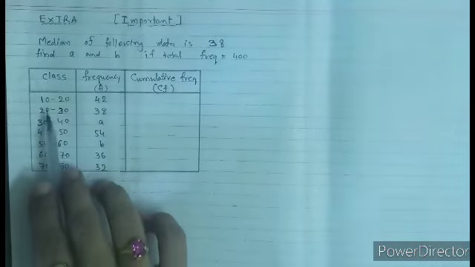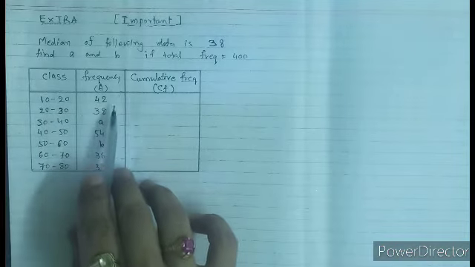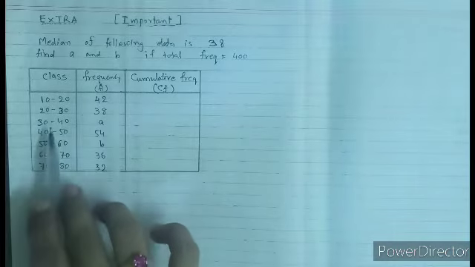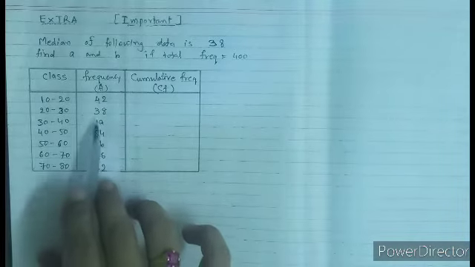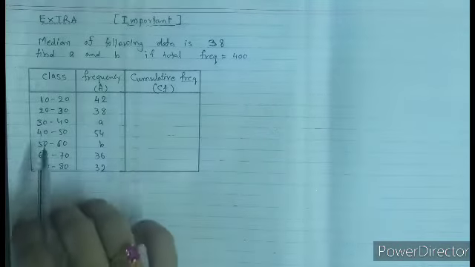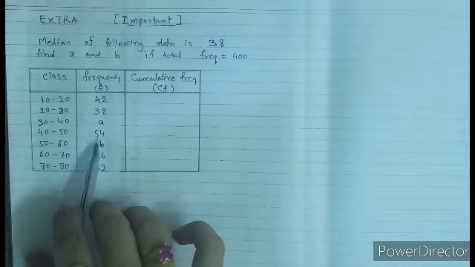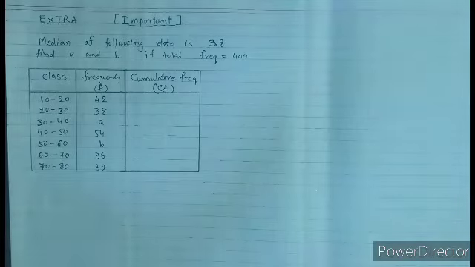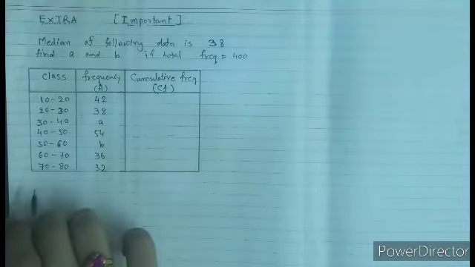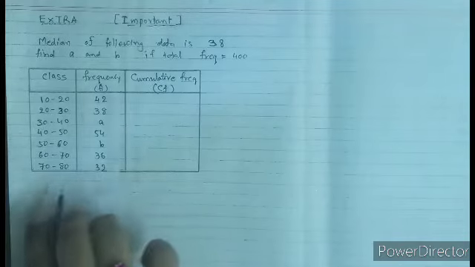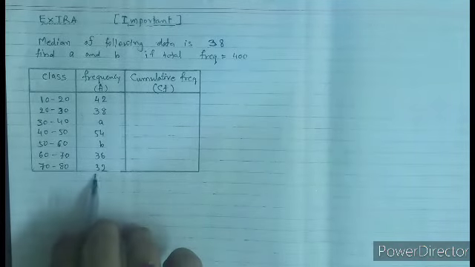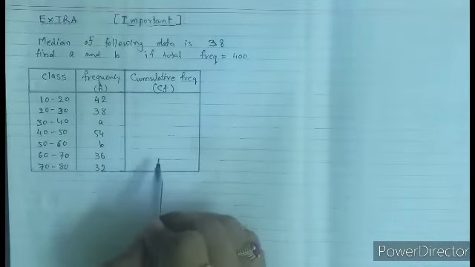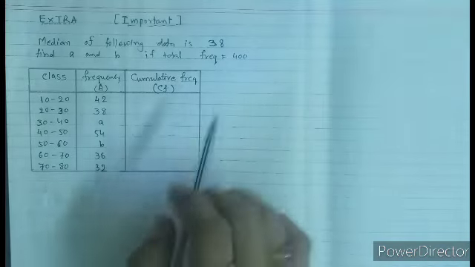Here the classes are 10 to 20. The frequency is 42. For class 20 to 30, the frequency is 38. For 30 to 40, the missing frequency is A. Then for class 40 to 50, the frequency is 54. For the 50 to 60 class, the frequency is again missing, it is B. Then the next class is 60 to 70, its frequency is 36, and the last, 70 to 80, has frequency 32. Now we have to get the cumulative frequency as the class is concerned with the median.